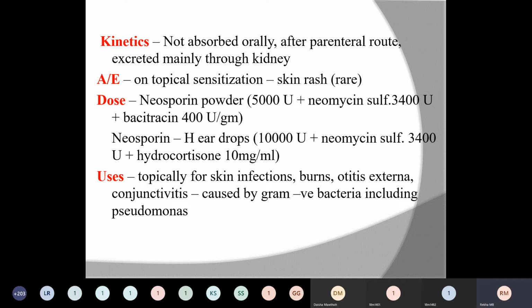Coming to adverse effects on topical application, it can cause skin rashes, which is rare. Uses: it can be used in skin infections, burn infections, otitis externa, or conjunctivitis caused by gram-negative bacteria. It is usually used in combination with neomycin in the form of powder or eardrops.